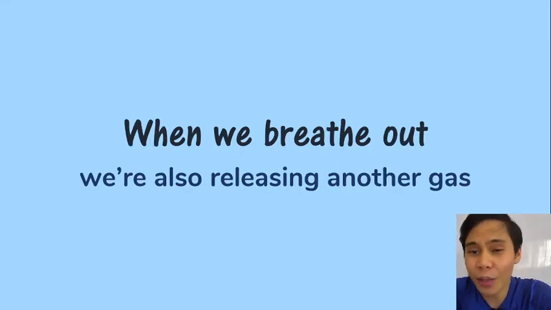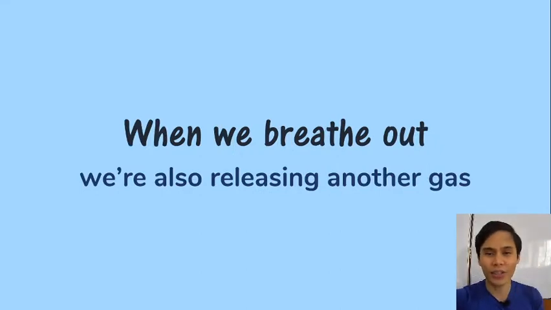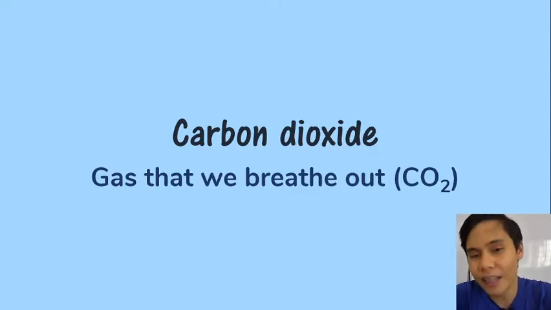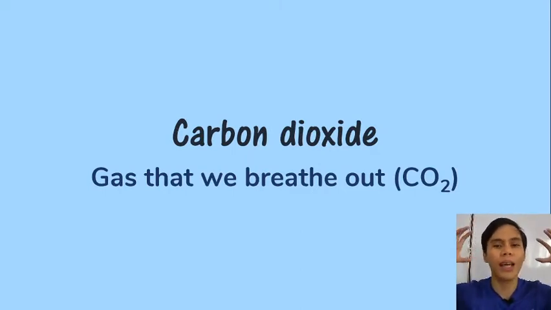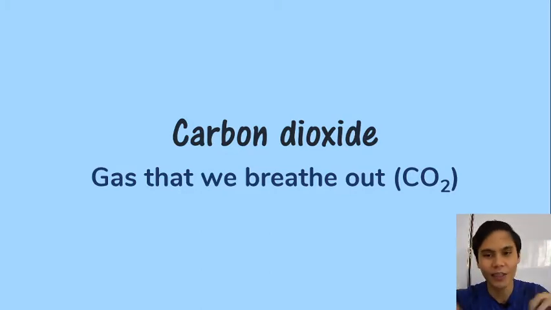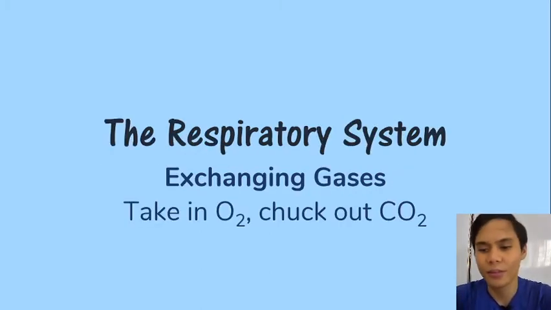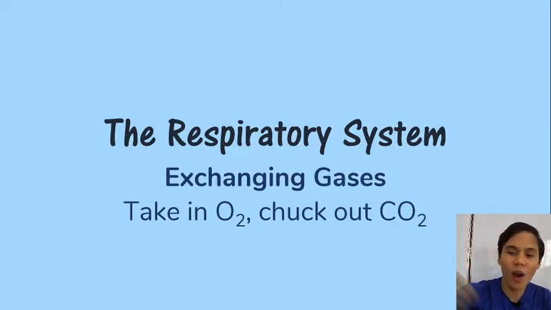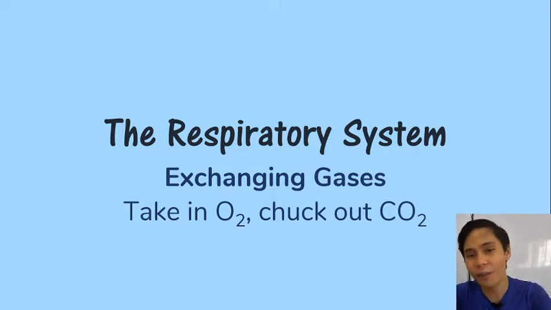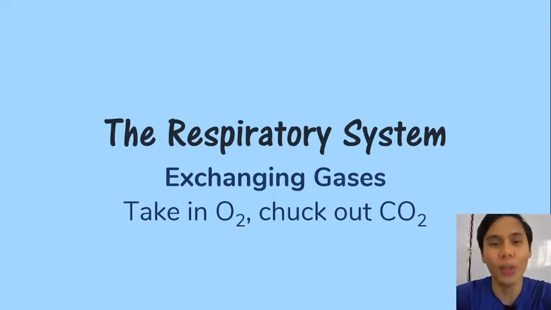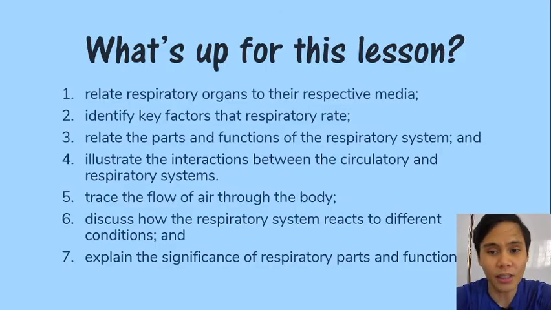And when we breathe out, we're also releasing another gas, and that gas is carbon dioxide. This time it's CO2. So two oxygen atoms with a carbon atom, we breathe that out. And that is what our respiratory system does. It exchanges gases: it takes in oxygen and then yeets out carbon dioxide. But why do we have to do that? What is it about oxygen that is so important to us? So we'll find out more about that for this lesson.